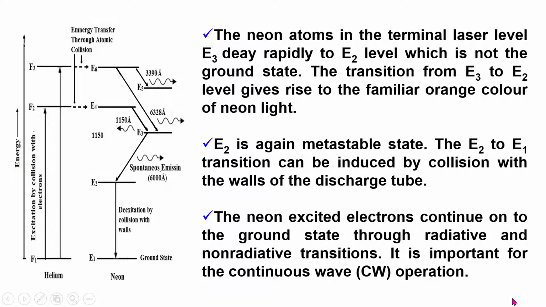And in this process, the output of the laser will be in the form of a continuous wave. Now in case of the ruby laser, we have seen that the output of the ruby laser is in the pulsating mode, but in this case the output of the helium neon laser is in the continuous wave mode.